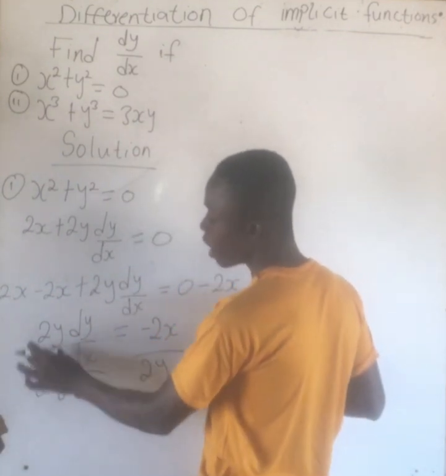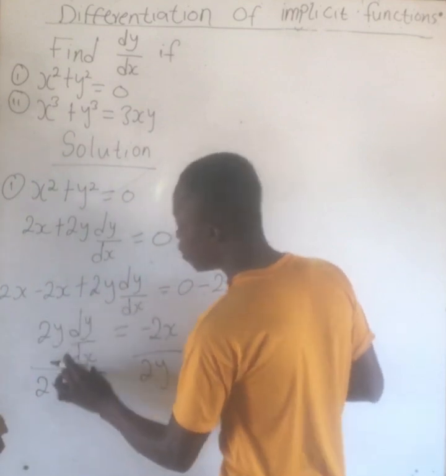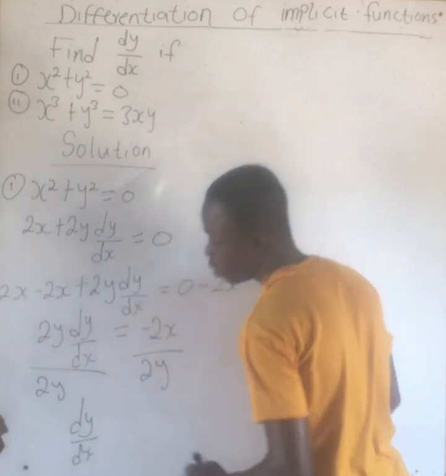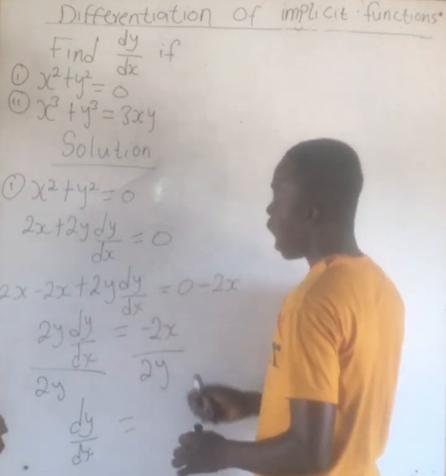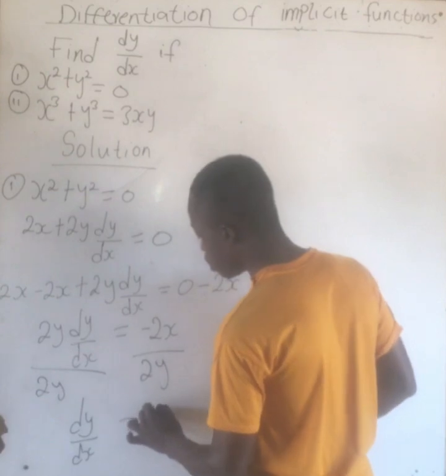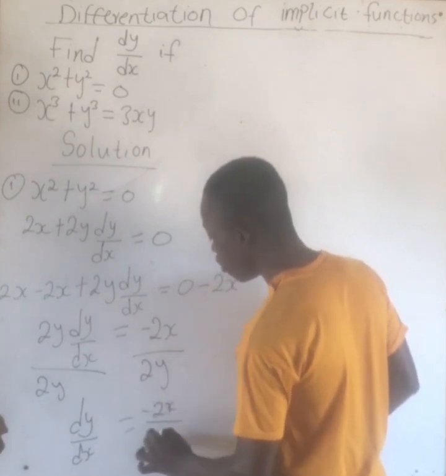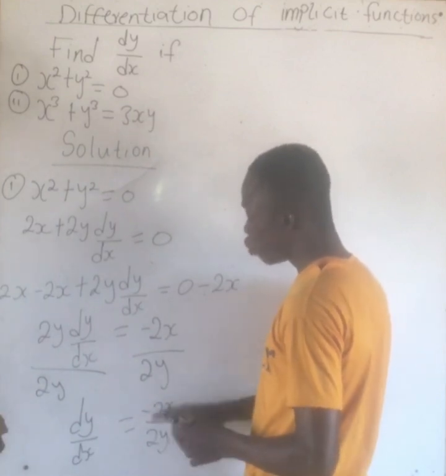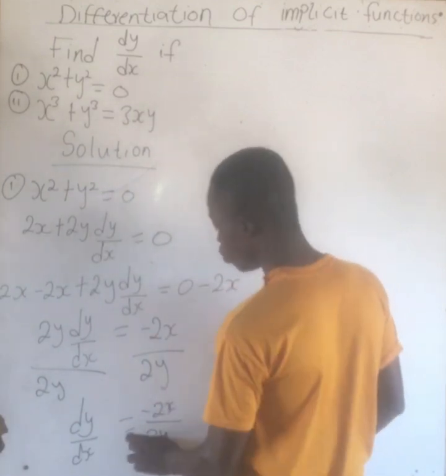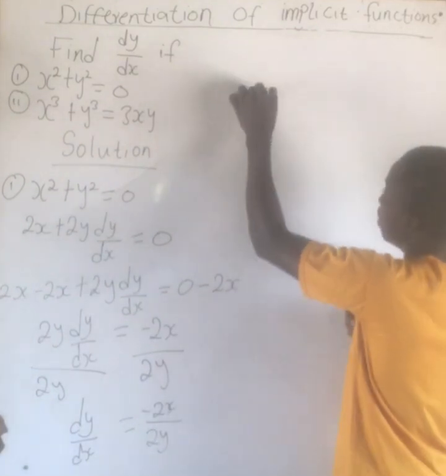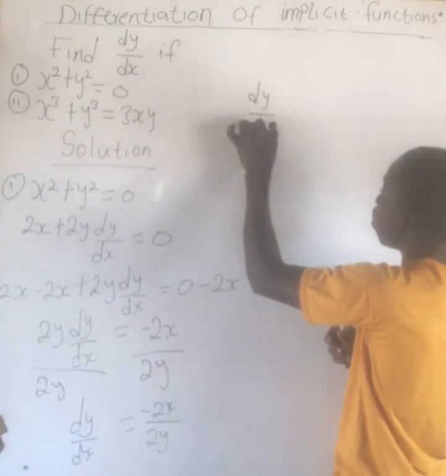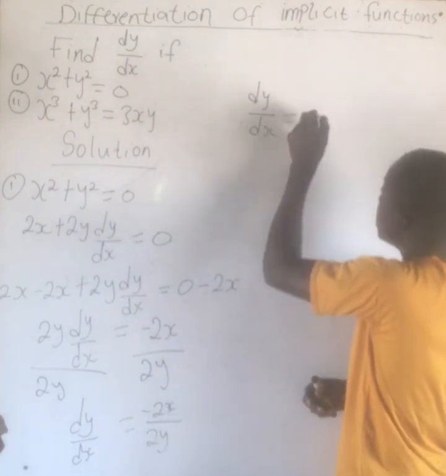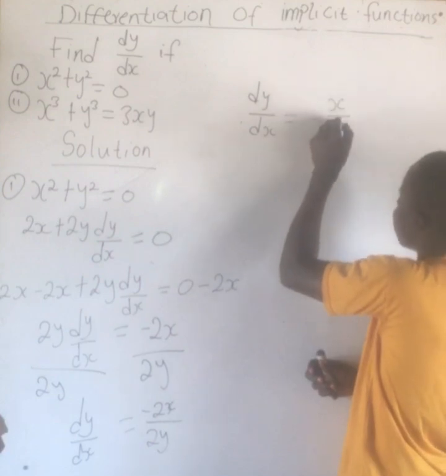So see that 2y here will cancel this 2y, leaving only dy over dx. So we now have dy over dx equal to minus 2x all over 2y. But here you can see that we have 2 here, we have 2 here, they can still go. So 2 cancels 2, now leaving it as dy over dx equal to minus x over y.